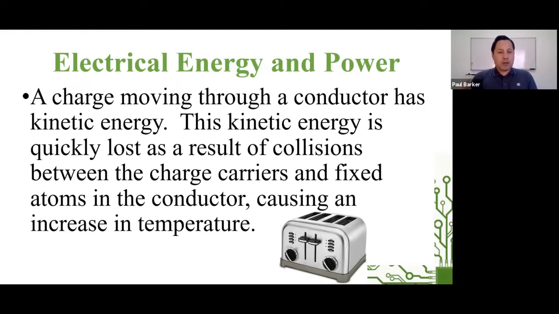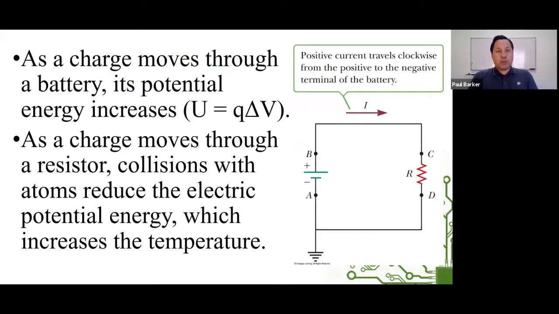If you have charges going through, as they collide with atoms in the conductor, they're going to lose kinetic energy, and it will be transformed into thermal energy. As the charge moves through the battery, its potential energy also increases. As a charge moves through a resistor, collisions with the atoms reduce the electric potential energy, which increases the temperature.